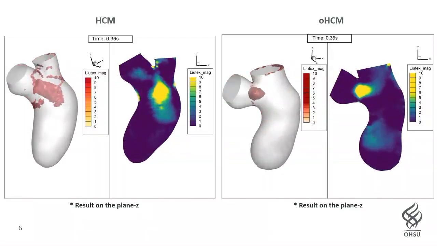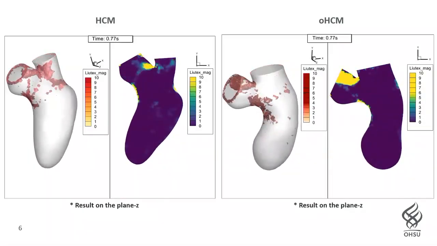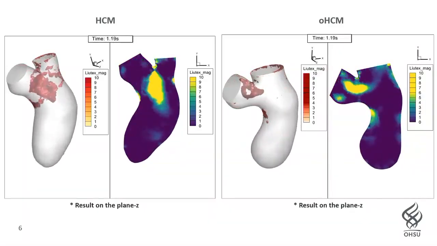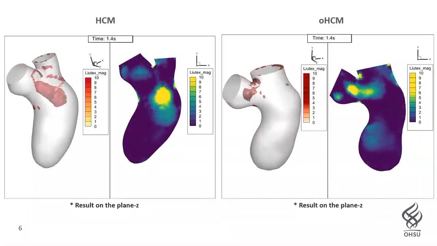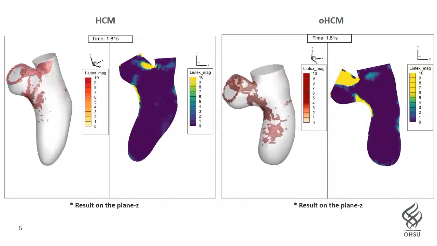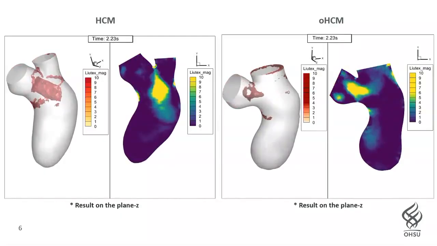If you compare the HCM and the OHCM cases, we see the vortex structure here, then the right one. Here, the vortex structure is generated because of that sudden expansion on the edge. However, it's really weak and it doesn't move through the left ventricle.